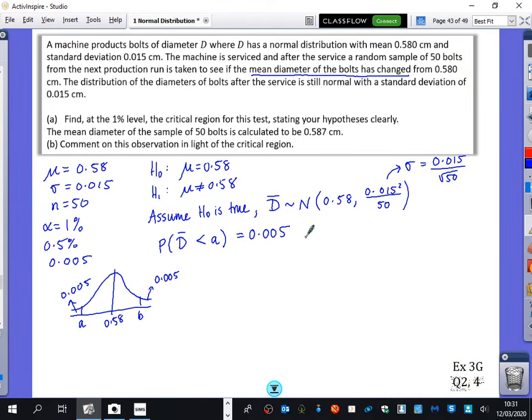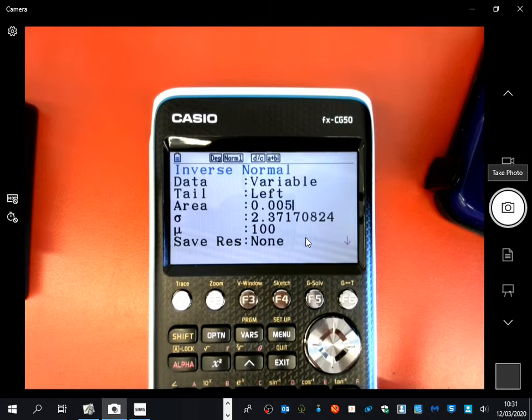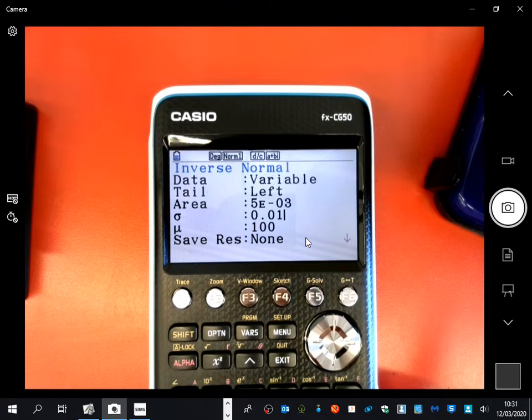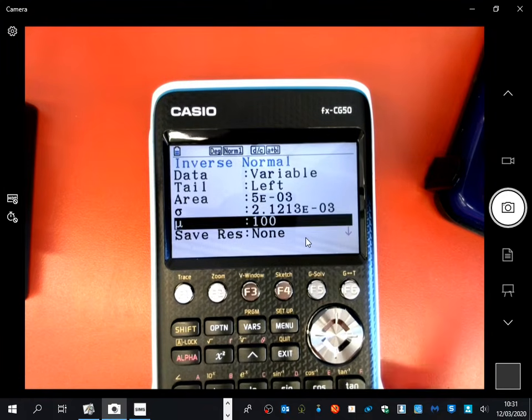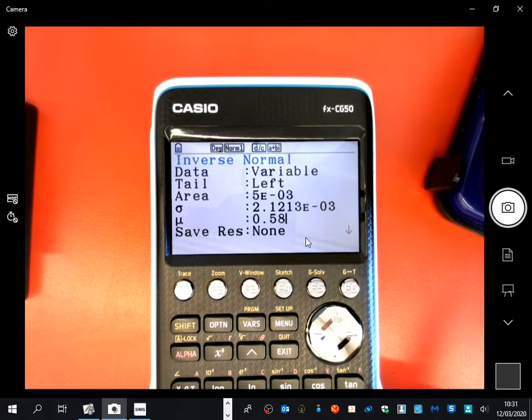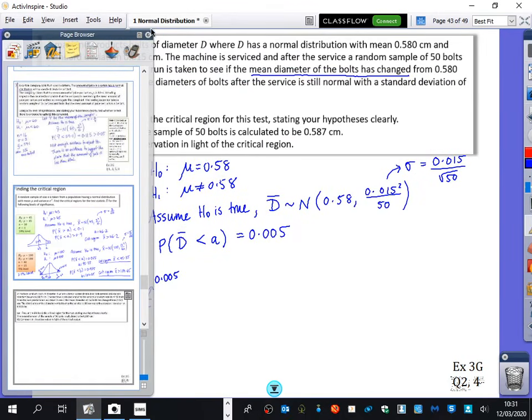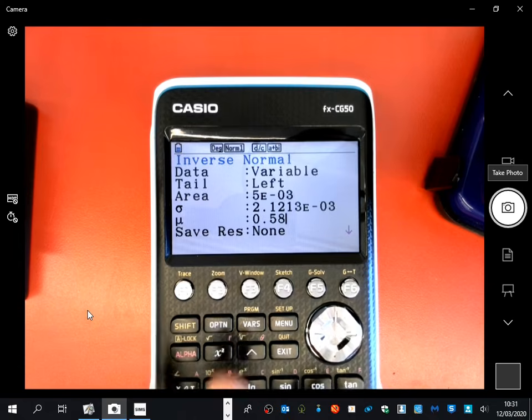And that's where I go to the calculator to use the inverse bit. So it is 0.005. The standard deviation is 0.015 divided by root 50. And the average was 0.58. 5e to the minus 3 is just 0.005, because if you look here, it's E times 10. The area of this section is 0.005. So I'll just show you that I typed that in and it just changes it on the calculator.